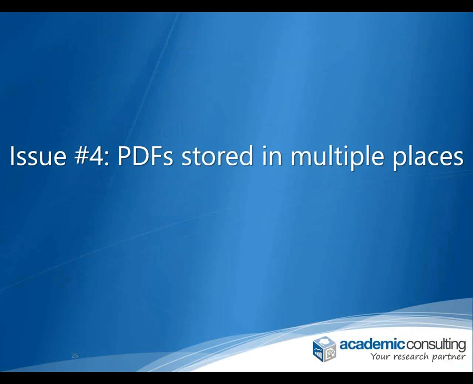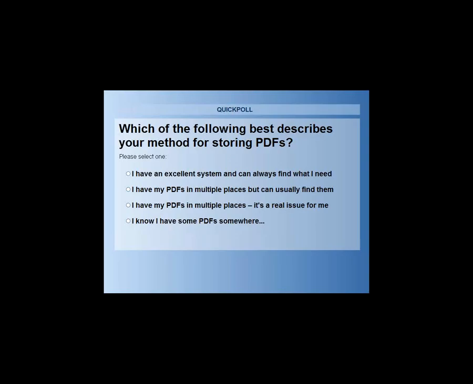Now, PDFs stored in multiple places, which I suspect is an issue for a number of you. So let's just launch another poll on the screen here. Tell me what describes your best methods for storing PDFs. I am referring here to full text PDFs of articles that you download. I know you'll have other PDFs on your system, but when you're working with library databases, you're downloading your PDFs. Where are you storing them?